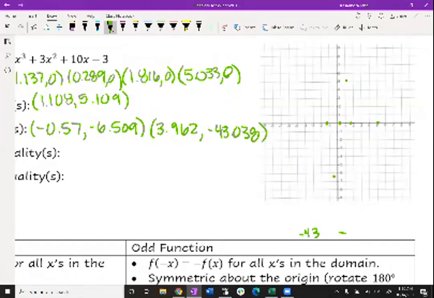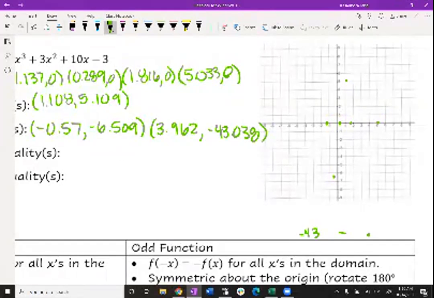I'm estimating like a negative 6.5, but if I enter the decimal, I'm not going to put negative 6.5. I'm going to put negative 6.509, whatever they told me to round to. I rounded to 3 decimals on each of these, but pay attention to what they want you to round to. And then my other minimum was way down here at this negative 43.038. It was almost an x value of 4 down to this y value of negative 43. All right, here we go.